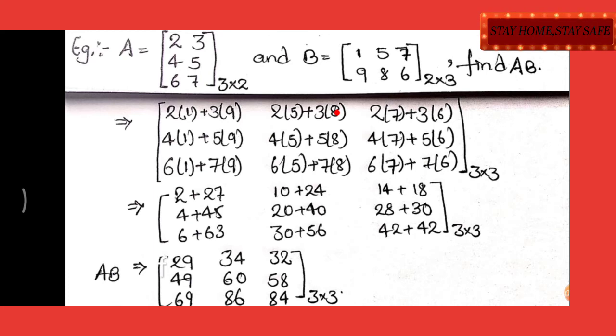And the same applies for this also. 4 into 1 plus 5 into 9, we get this. 4 into 5 plus 5 into 8, we get this. 4 into 7 plus 5 into 6, we get this. And the same applies, 6 into 1 plus 7 into 9, we get this. And mind you, after this it is very easy and simple to get the sum of it. And then finally we get a matrix represented here, that is nothing but the matrix AB, which is the product of A and B, which is of the same order.